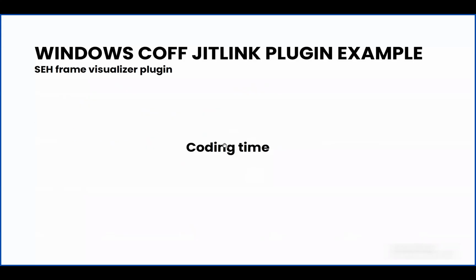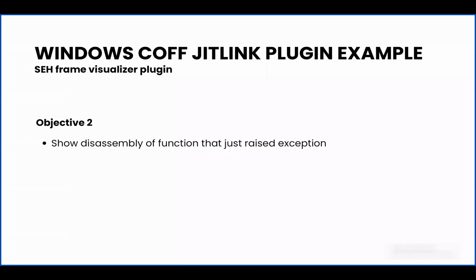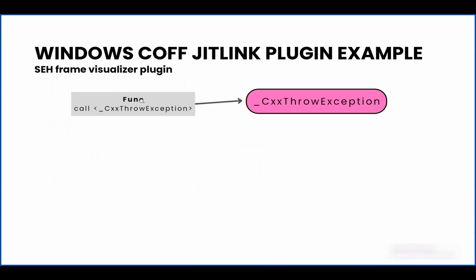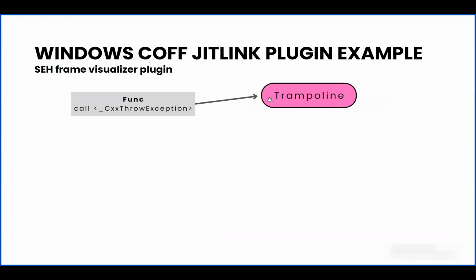And that was one of the basic examples of building a JITLink plugin, and I want to do something even more fancy. So objective 2 is to show the disassembly of a function that just raises an exception. How we're going to do this is, let's say this func raises a C++ exception, then it will internally call the CxxThrowException function. Since JITLink has every piece of information related to linking these functions and symbols, we can swap this CxxThrowException function to a trampoline.